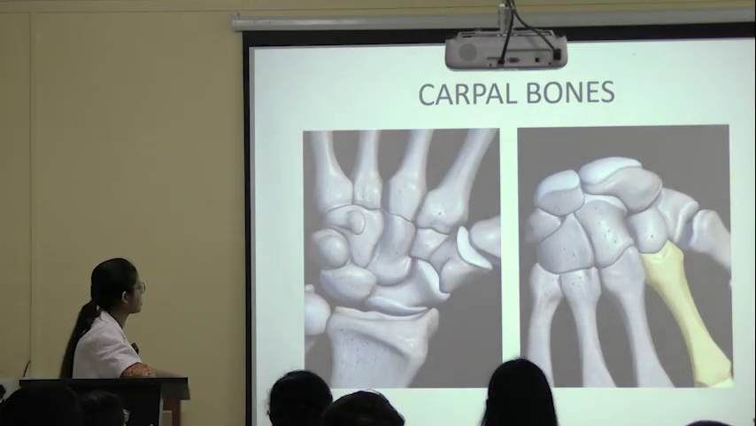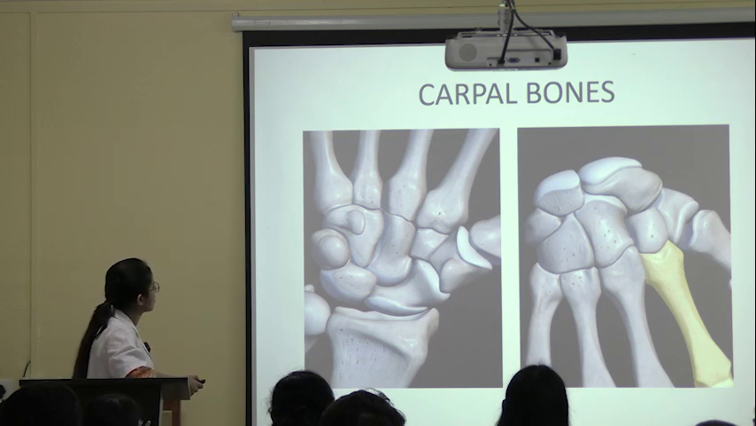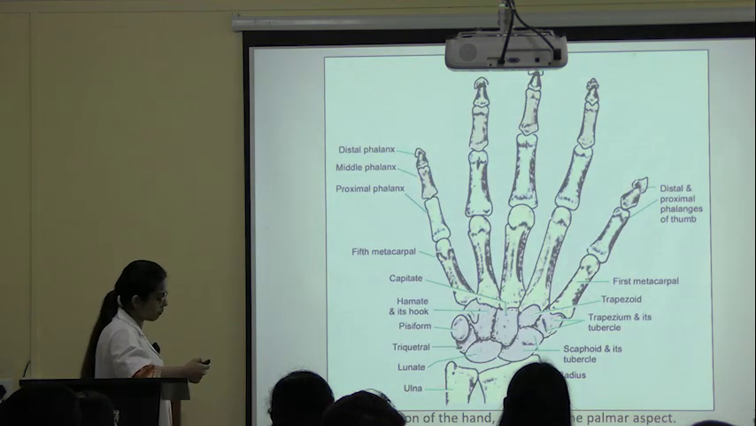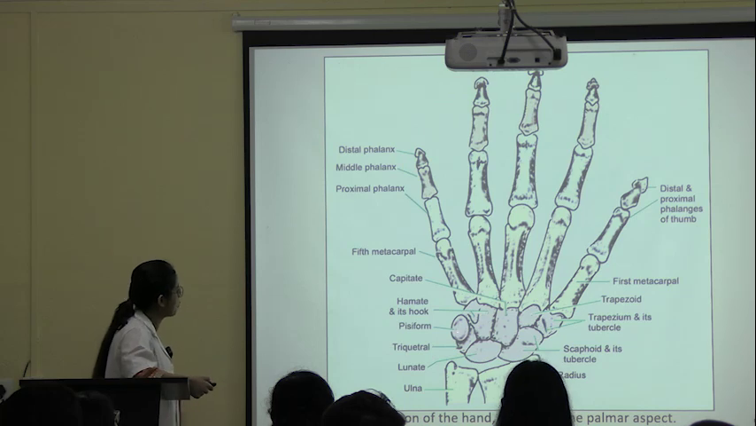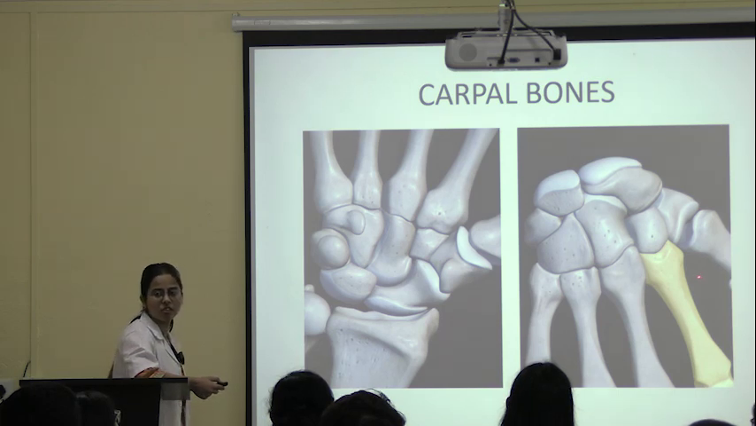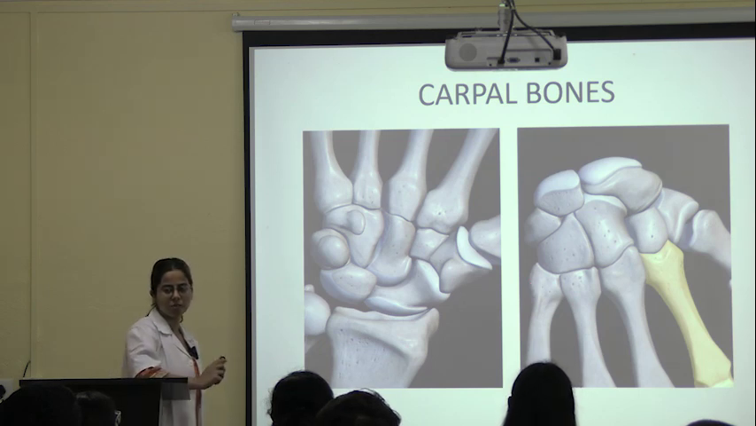Here you can appreciate it in a better way. This is the scaphoid, lunate, triquetral, pisiform. Then again from the lateral side, trapezium, trapezoid, capitate, and hamate. This is the palmar surface, where you will get the pisiform bone, and this is the dorsal surface. Clear? If you are not able to understand anything, you can tell me. I will explain again.